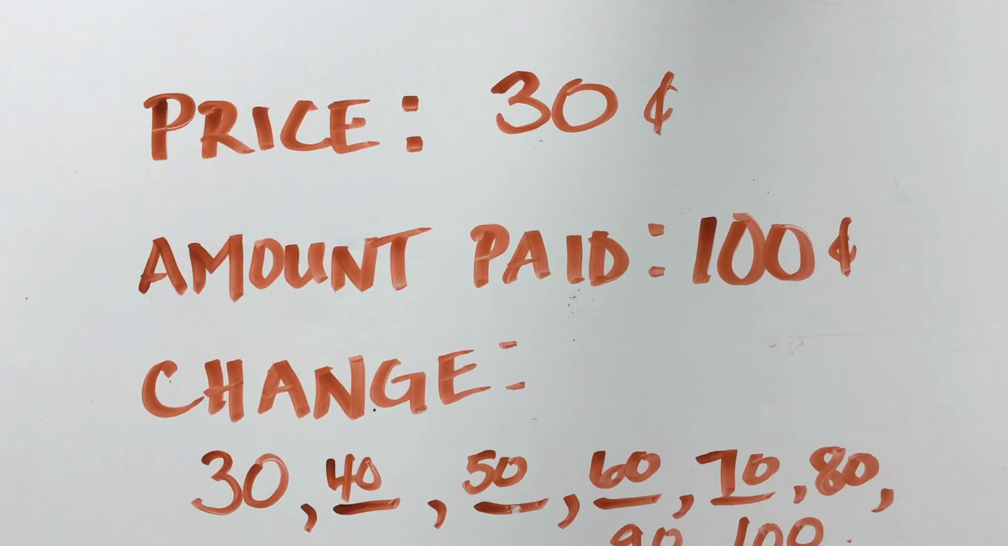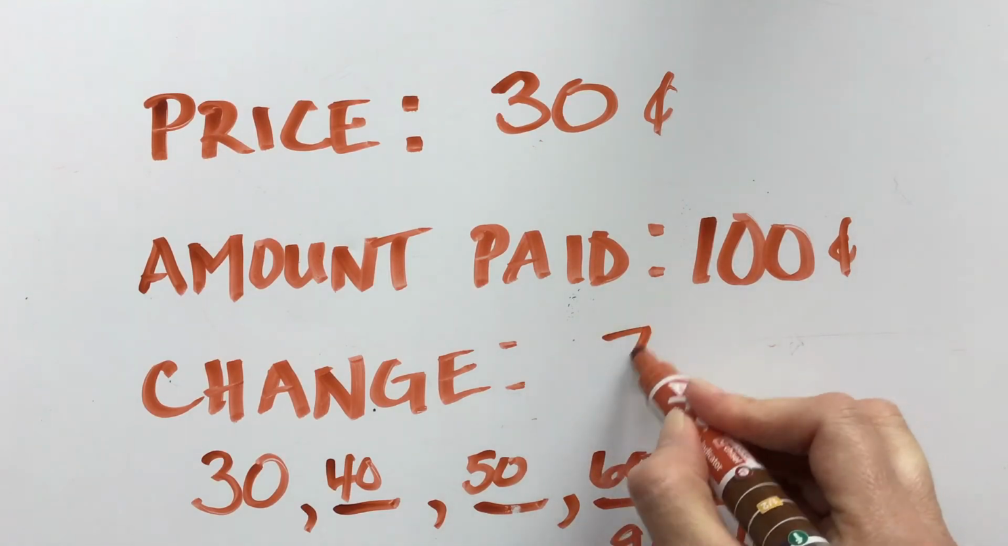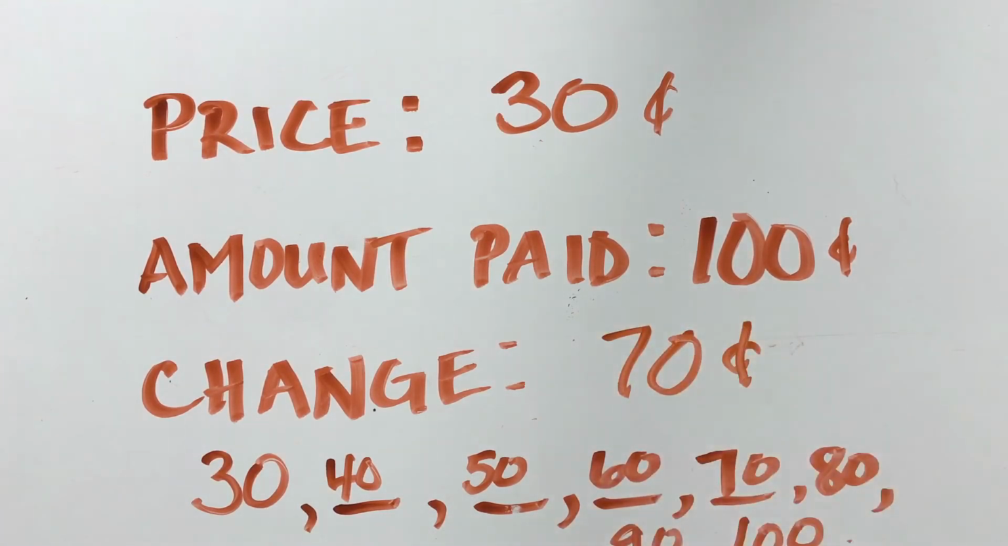What is 10 times 7? Did you get 70 cents? So your change back would be 70 cents. Okay, the difference between 30 cents and 100 cents is 70 cents. I counted by tens. I showed it to you on here, but you would do this in your head. And I counted on to get my answer.